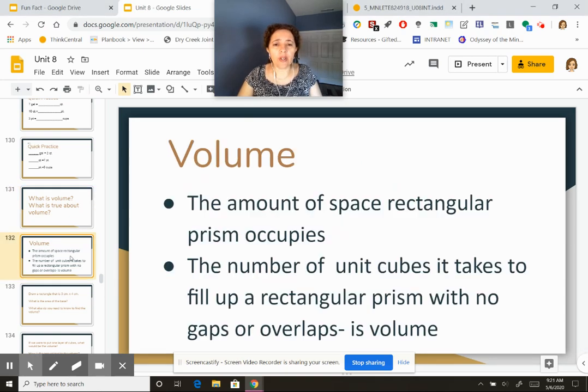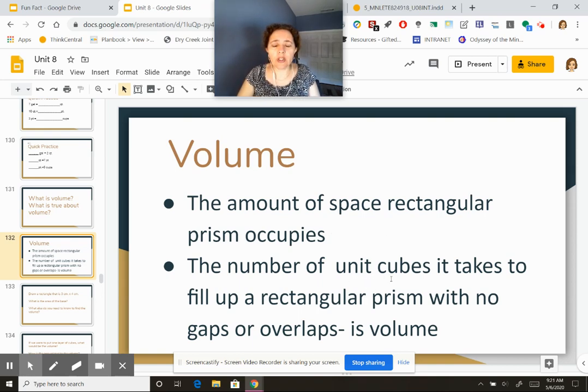Okay, so if you said that volume is the amount of space a rectangular prism occupies, remember we're talking about 3D shapes. So the amount of space that's inside of a 3D shape, and we're using unit cubes, how many cubes it takes to fill that up. So how much space is inside of a 3D shape. And remember, what's true about volume is that we have to use unit cubes.